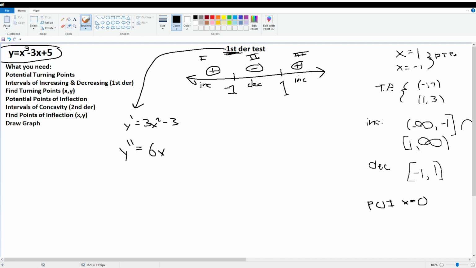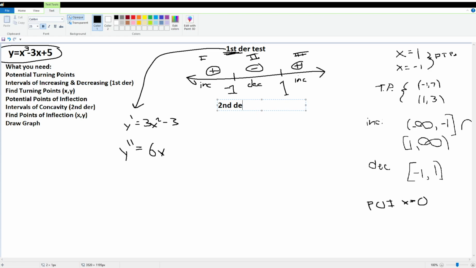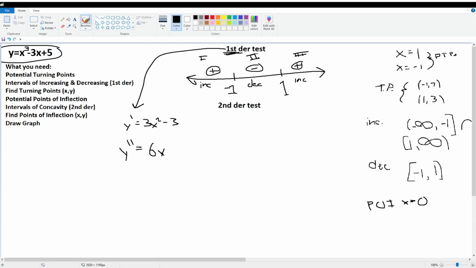And now we have to test if that is an actual point of inflection or not. And to do that, we're doing something called the second derivative test. Pretty similar to the first derivative test. This time we only have 2 zones. And we're going to do the same thing. We're going to plug in values to see if these zones are positive or negative. But since we're doing the second derivative test, we have to plug into the second derivative, not the first, not the original. So let's pick a value of -1 for the first zone.